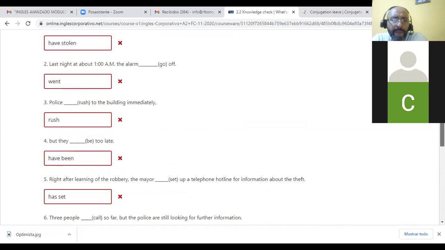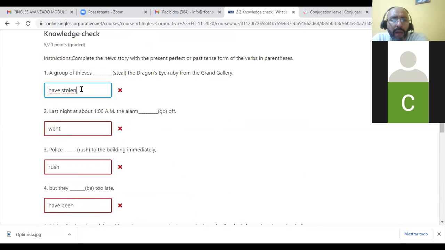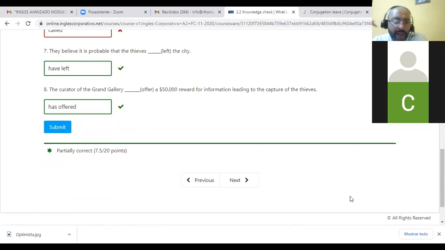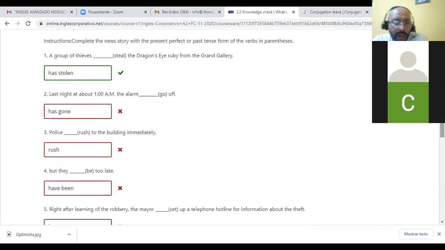Claudia, go up to number 1. Let me check. Have stolen. No, it's not have, it's has. Grammatically, a group is one. Of thieves. Yes, a group is one. Even if there are a lot of people, the group is one, which is has. Yes, okay. You're right. That's the first one. It's correct now. And number 2, do you have the alarm? No. You had it correct, but you forgot that number 2 is a phrasal verb. You need to put in the phrasal verb. So number 2, go back. Went off. Correct. That's the idea. Number 2 was correct.